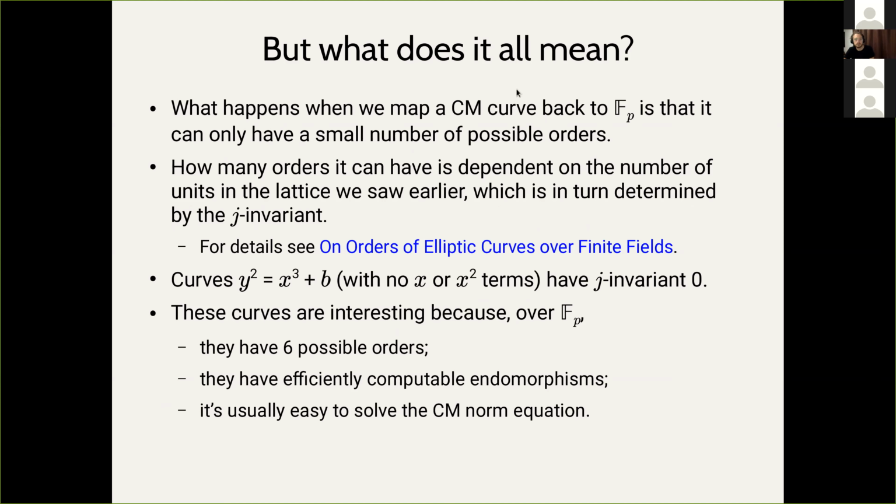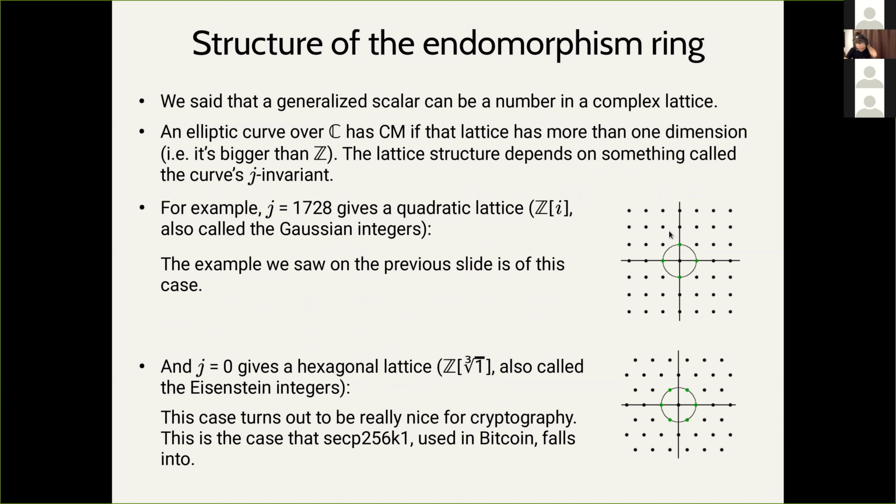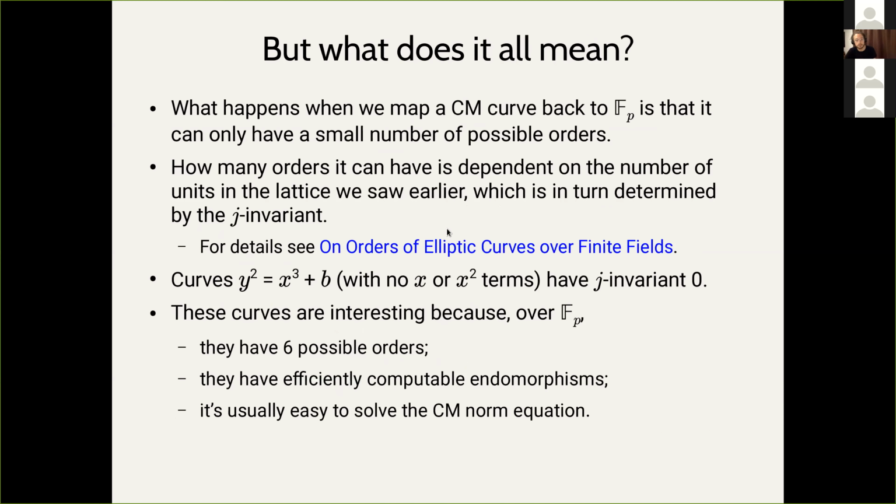Okay, so when we map the CM curve back to the finite field, it has a small number of possible orders determined by the number of units, and that's determined by the j-invariant. So it turns out this case here, where we have a Gaussian lattice, is j equals 1728. And this case here is j equals 0. You can compute the j-invariant just based on the curve equation. I'm not going into how you do that, you can just look it up here. The reason j-invariant 0 curves are interesting is they have 6 possible orders, and it'll turn out that it's useful to have several possibilities for the order, because sometimes some of them are excluded because they will never be prime. So you basically have 6 bites of the cherry to get something that's prime.